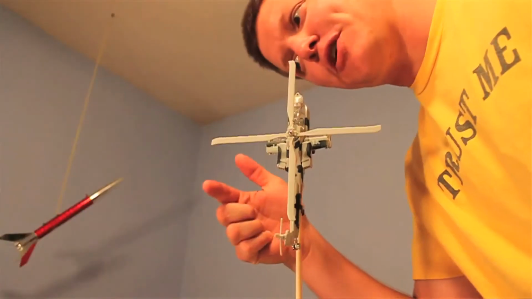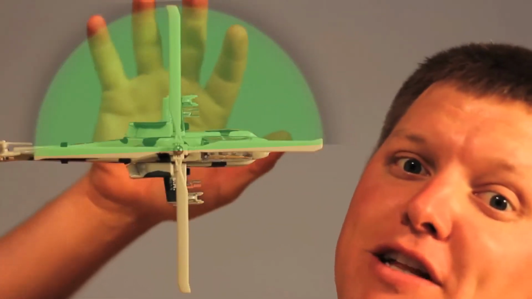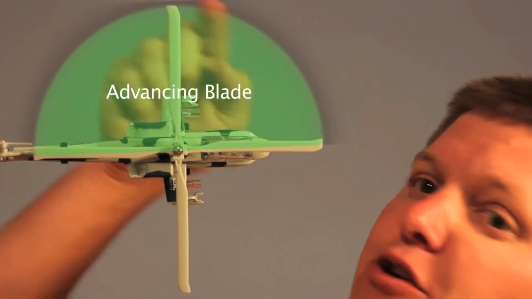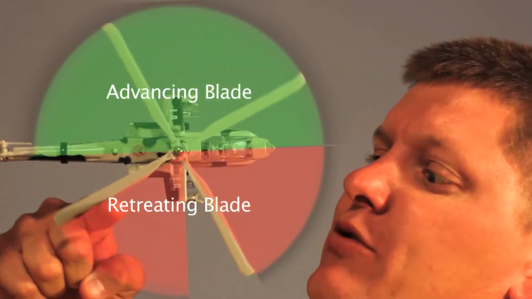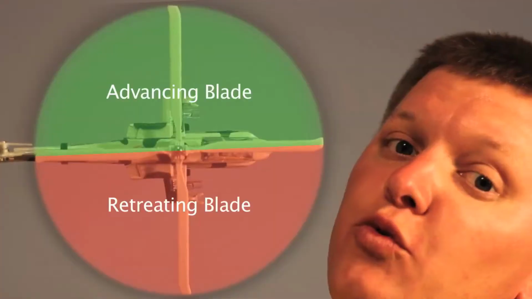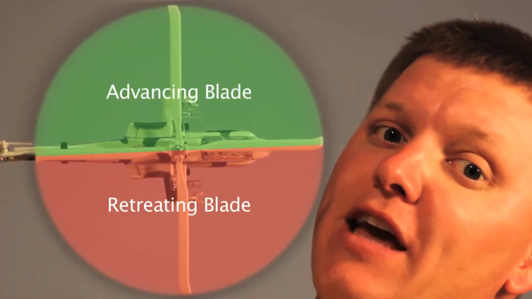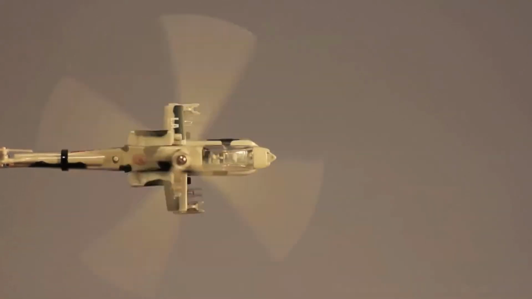There we go. So as the advancing blade comes around, it's moving faster relative to the air because the helicopter is moving, so you add those two values together. But the retreating blade, you subtract away the velocity of the blade from the forward airspeed, and that's the total relative velocity of the blade through the air. This causes some funny things. Okay, let's start the blades and check things out.